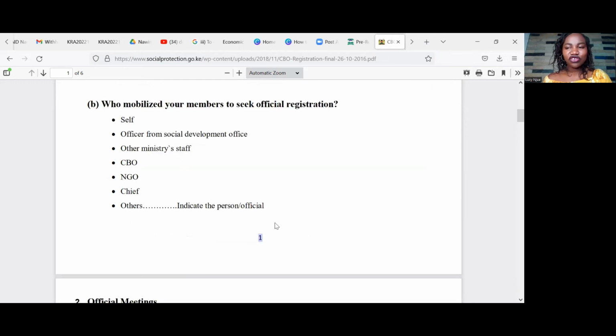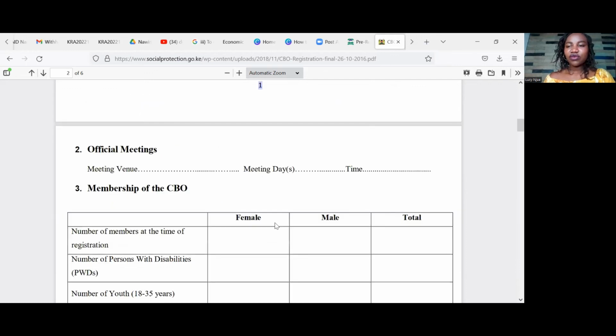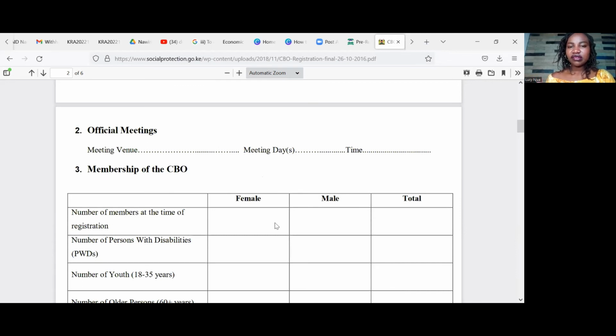The other question you need to respond to is who mobilized your members to seek official registration. If you are the one seeking this registration, you need to respond who actually mobilized the rest of the members. Is it you, an individual? Is it a chief? Is it a ministry staff? Is it maybe another registered CBO that is helping you to register this particular CBO? Is it an NGO? So you need to answer that. Then you need to state, remember we said the minutes of the meetings are required at application stage.